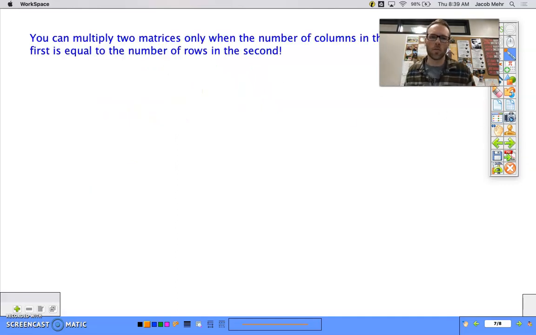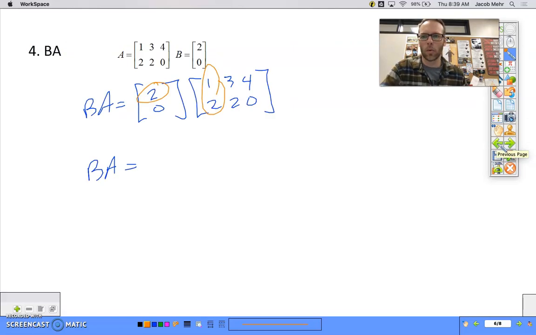So here's what's going on. You can multiply two matrices only when the number of columns in the first is equal to the number of rows in the second. Okay, when we look at this, the number of columns in the first, there are 3 columns, has to match up with the number of rows in the second. We can see that here because this has 3 columns, the 1, the 3, and the 4, all need to match up with the 2, the 0, and the something, and they don't.